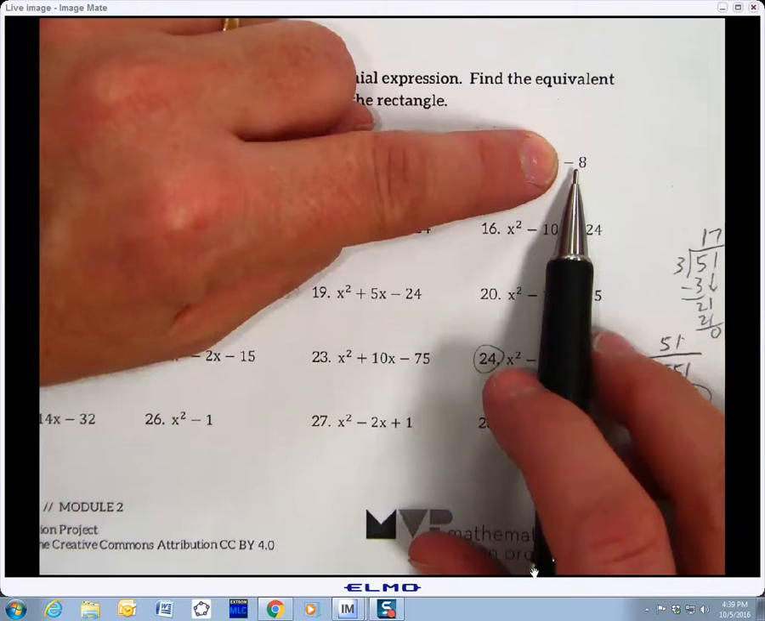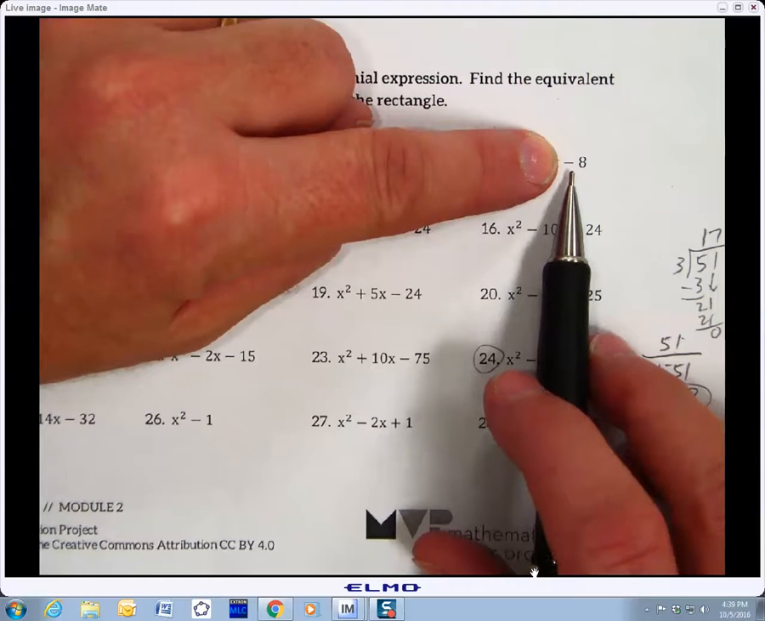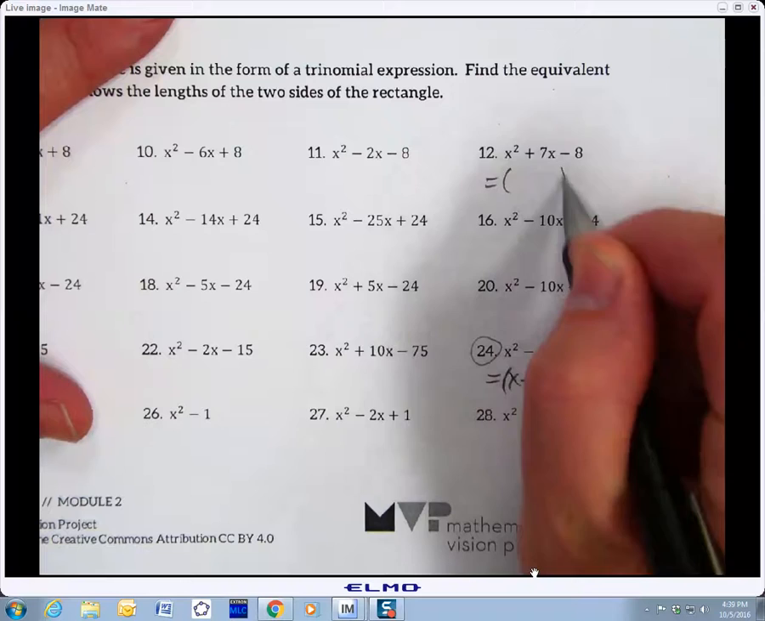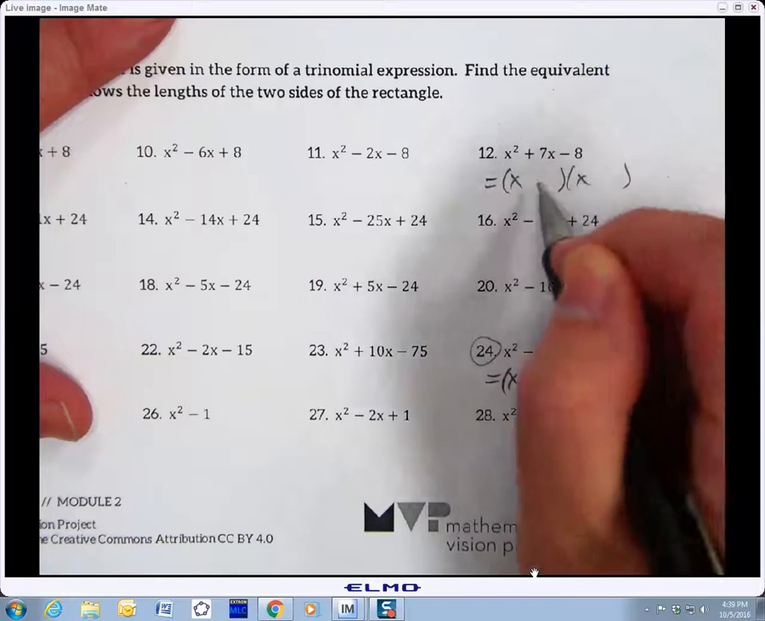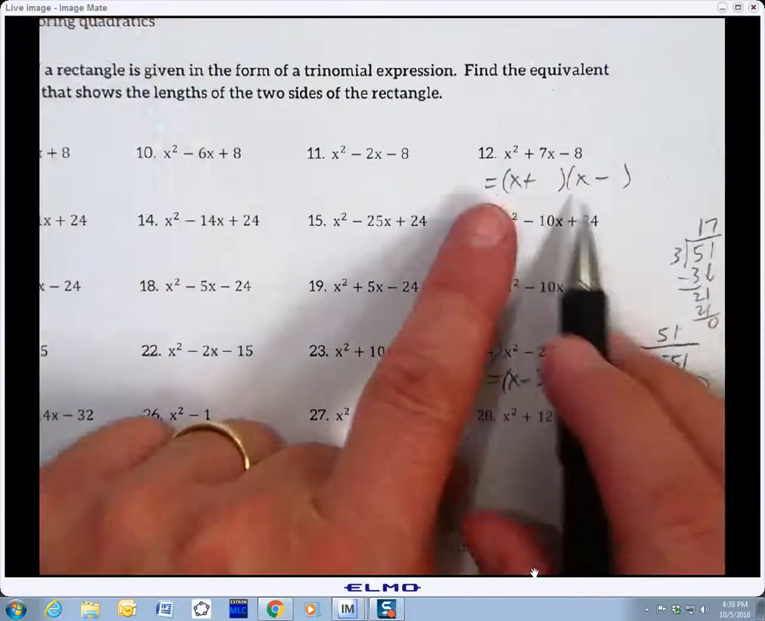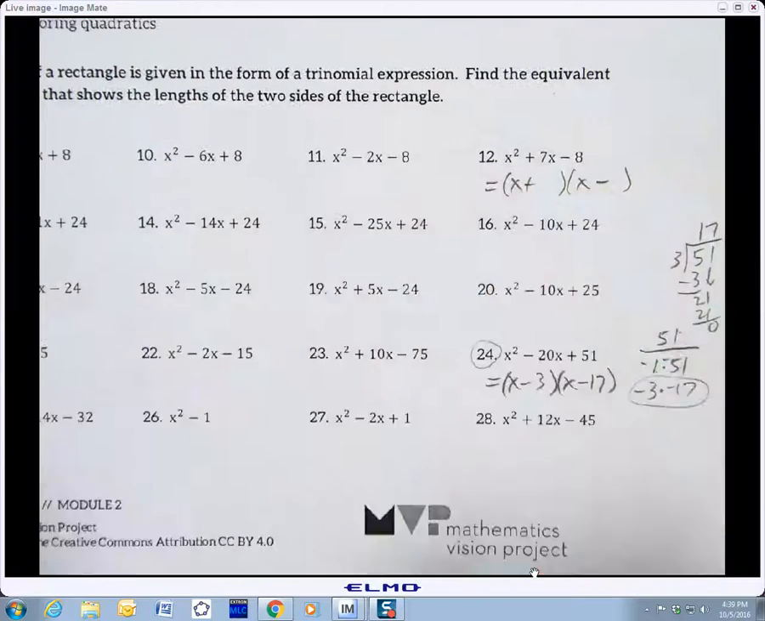How about 2 negatives? What's a negative times a negative? Tell me now. That would be a positive, right? So it won't be 2 positives, it won't be 2 negatives. So immediately I know this much. X plus minus. Or x minus plus. I don't care what order you do those.